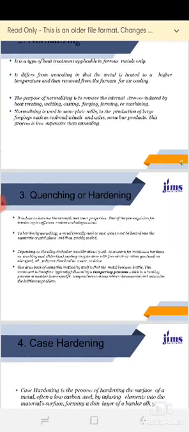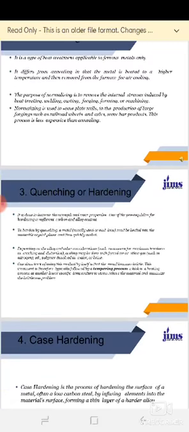Then next we have the quenching or hardening process. Quenching is basically a rapid cooling process. First of all, we heat the metal, and within a fraction of a second we cool it in another medium. Let us see what is written. Quenching is done to increase the strength and wear properties. One of the prerequisites for hardening is sufficient carbon and alloy content.